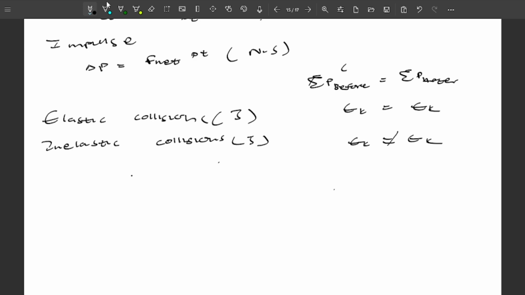And the definition of the elastic collision is as follows. It's a collision during which kinetic energy is the same, like I said. EK before is equal to the EK after. Whereas an inelastic collision is a type of collision where the kinetic energy is not the same. So meaning a car can collide with another car and lose its energy. In that case, this means this is an inelastic collision.